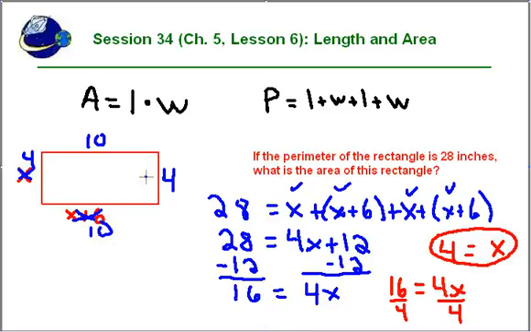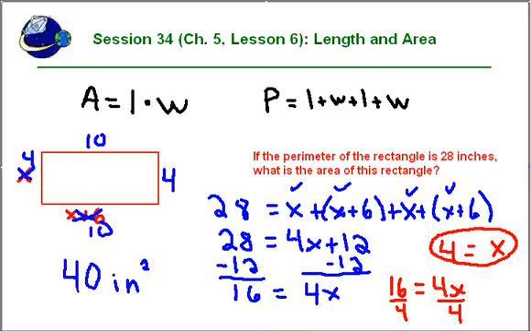Now we can finally calculate the area for our rectangle. Our area formula is length times width. What is our length? 4. What is our width? 10. What is 4 times 10? 40. So our area here is going to be 40 square inches.